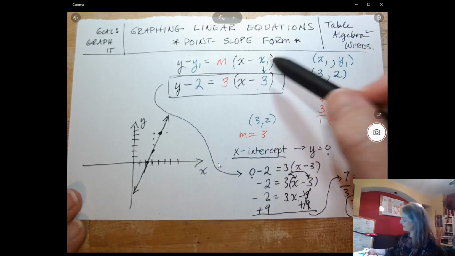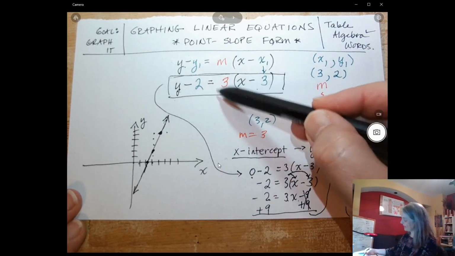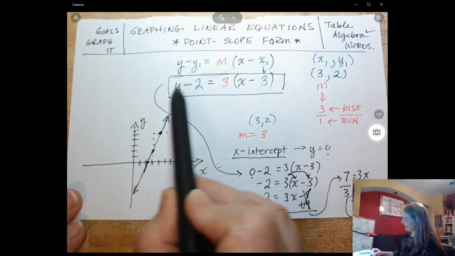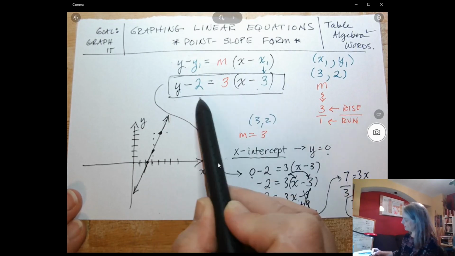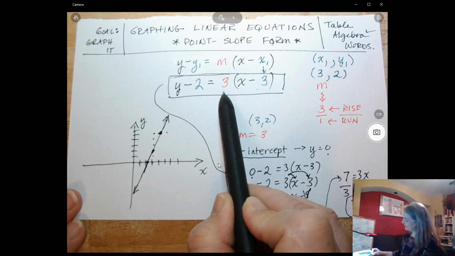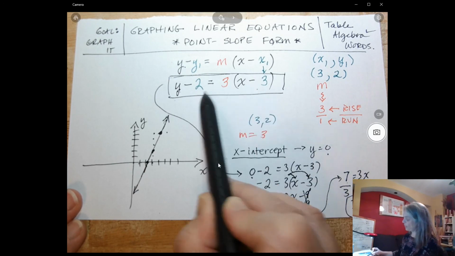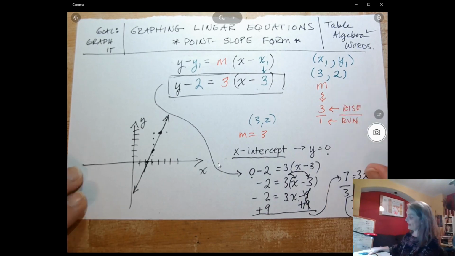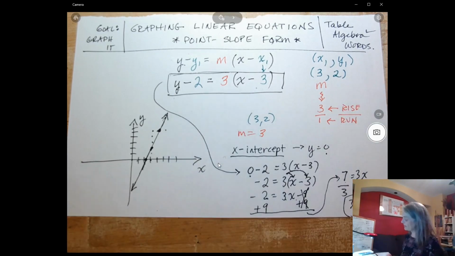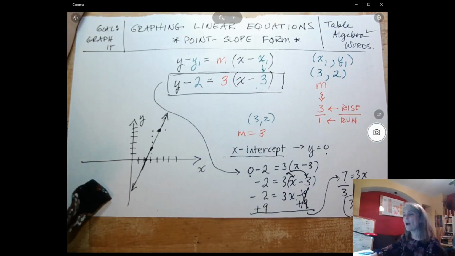You understand the point slope form of the line looks like this format. And right from here, we can glean, or take out, what the slope is. We know what a point is on that line. And from that information, we can plot it. And we find the x-intercept just by substituting in a 0 for the y value.